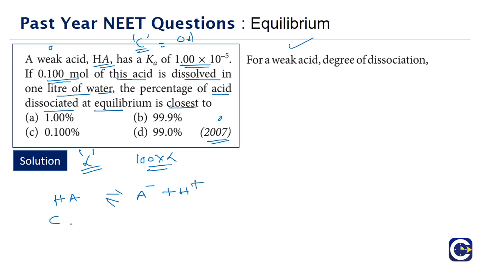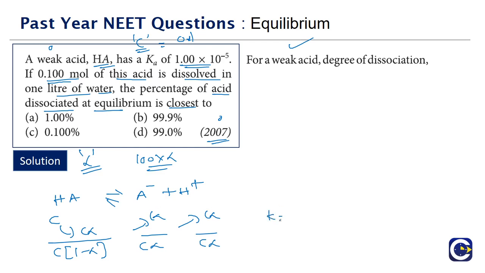If C is the concentration and alpha is the degree of dissociation, the amount dissociated is what? C alpha. Here C alpha addition, here C alpha addition. So equilibrium concentrations are what? C into 1 minus alpha for the acid, C alpha for the anion, and C alpha for the H plus. Totally what we will have? The acid dissociation constant Ka will be equal to what? The A minus ion concentration into H plus ion concentration by the acid concentration.